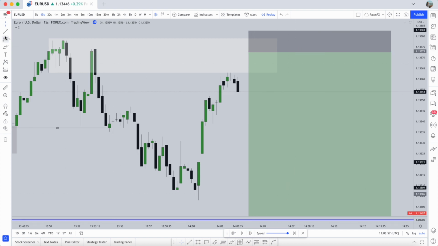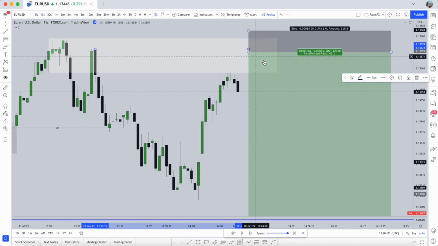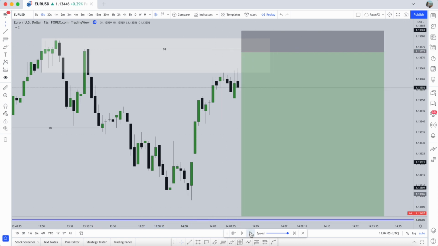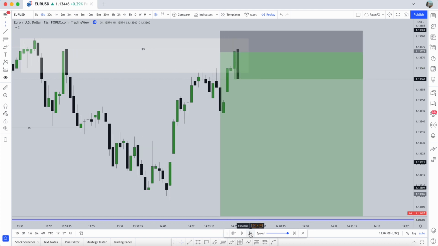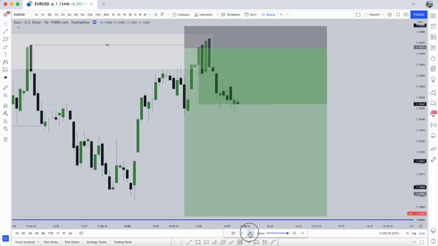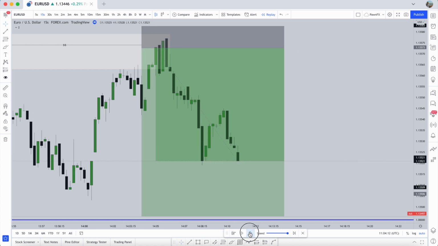And what we can then do is look at this high here and say this is liquidity, right? This is liquidity here, okay? So we can look to enter roughly on there. Boom, we get tagged in, and then price just drops from there, okay?